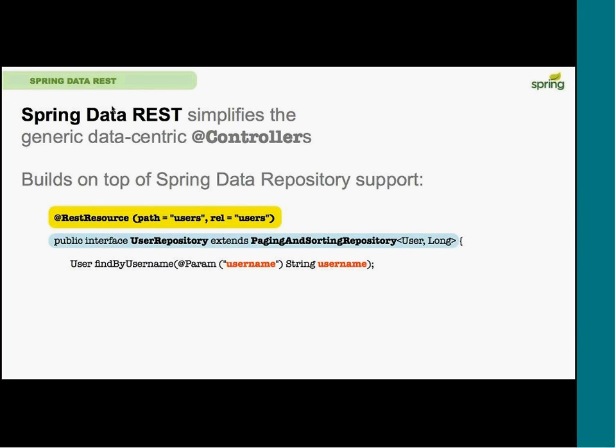But it gets better. You can actually, based on convention, create methods in the interface, like this one here, for example, user find by username. And based on the name of the method itself, which is a convention, Spring Data will create the query for you. And the reason it does that for you is because it can, right?